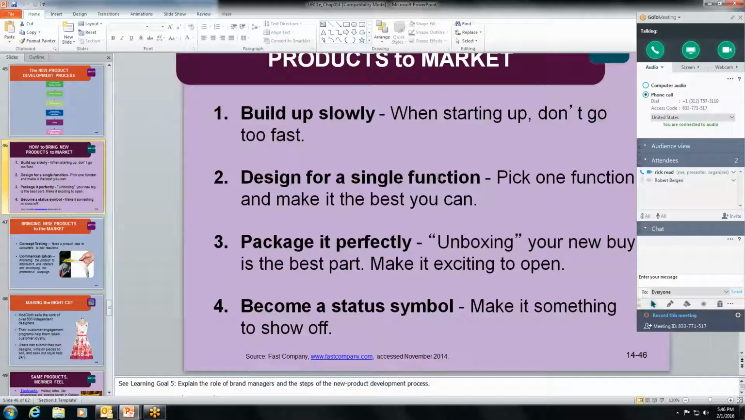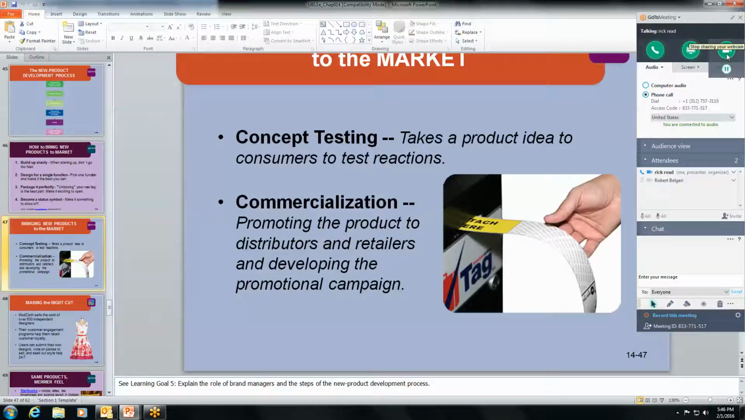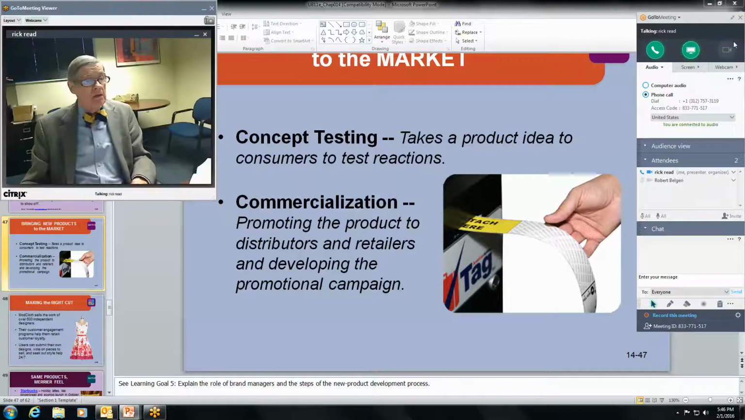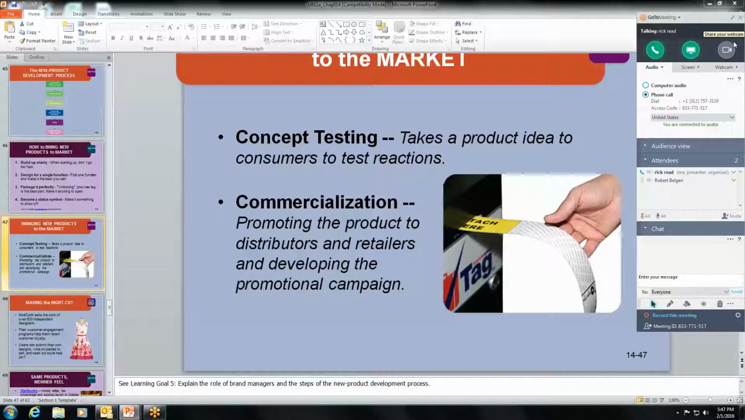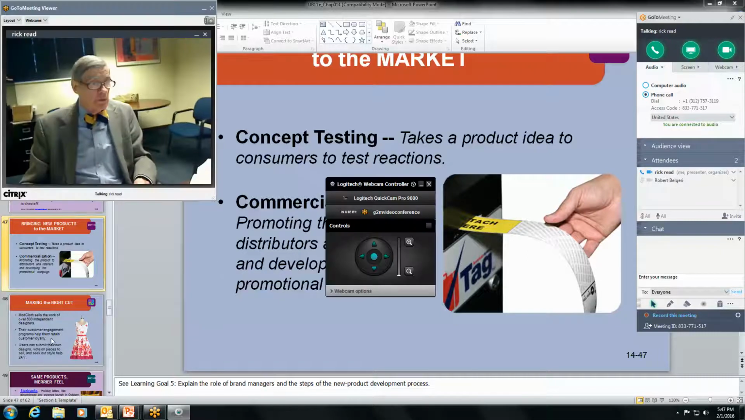This is the way we bring products to market. I don't know that we need to pay a lot of attention to that slide. Concept testing is exactly what it says. We're going to find out if it works. We may do this with a focus group or focus groups. And then obviously commercialization is bringing the product to market and doing the things we need to do to get people to buy it.